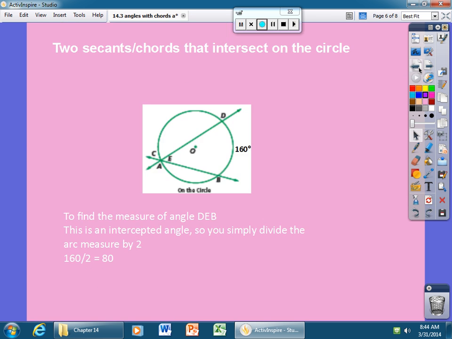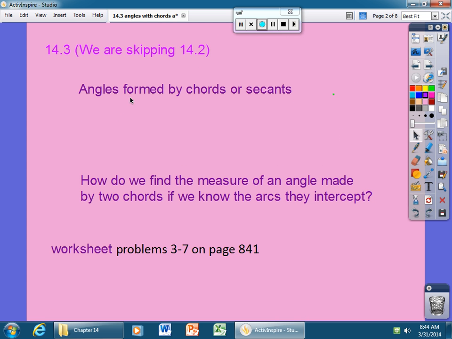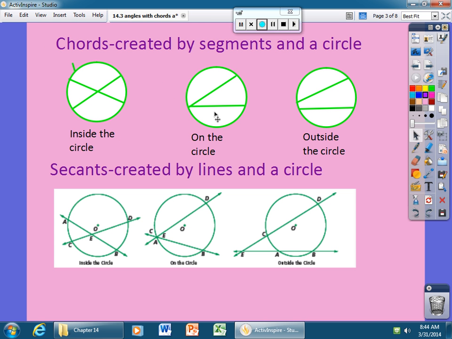So this is lesson 14.3. In lesson 14.3, we were talking about angles formed by chords and secants. We looked at the 3 different possibilities of where they're going to intersect. Here I would find the mean, or the average, of the 2 arcs. Here I would just divide the arc in half, and here I subtract the arcs and divide by 2.